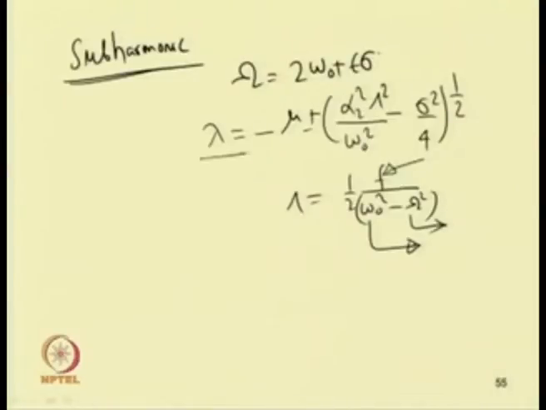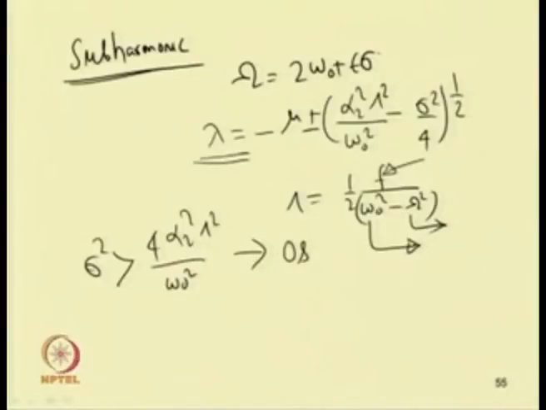So, depending on this root, if the real part of this root is positive, then the system is unstable. If the real part of this root is negative, then the system is stable, and we can have different conditions, that is if sigma square greater than 4 alpha 2 square lambda square by omega 0 square, then one can get imaginary roots also. Due to the presence of the imaginary root, the motion will be oscillatory. So, one can get oscillatory motion.